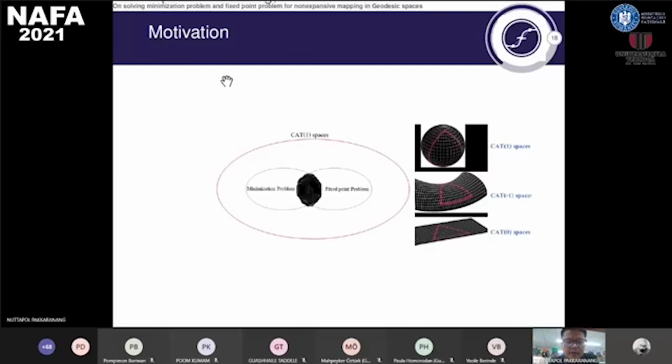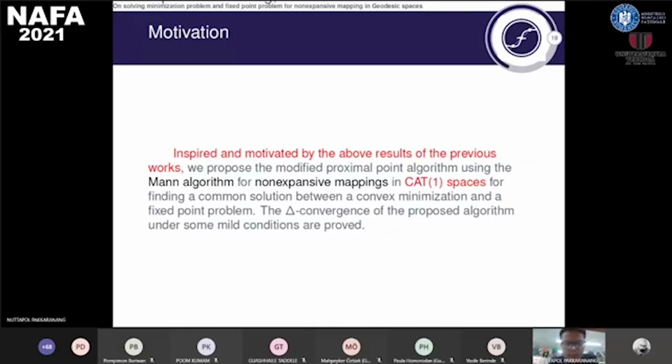This is the motivation of my research in this paper. I would like to extend this to find the common solution of the fixed point problem and the minimization problem from CAT(0) space to CAT(1) space. And then I will prove the delta convergence of the proposed algorithm under some mild conditions.